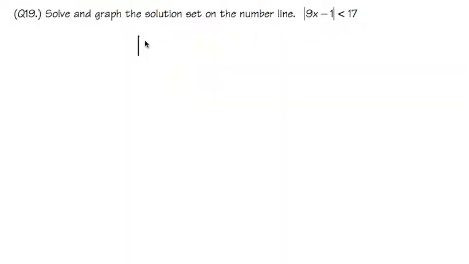For number 19, we are going to solve and graph the absolute value of 9x minus 1 is less than 17. Notice that this absolute value is already isolated for us. That's good, and especially we have less than a positive number. So that's good. All right, let's think about how this is going to work, and let's set up the equations correctly, because we have to take out the absolute value first, but we have to do that correctly.